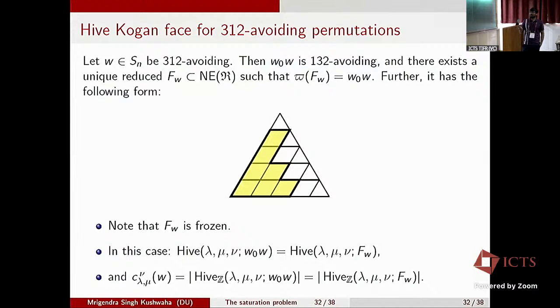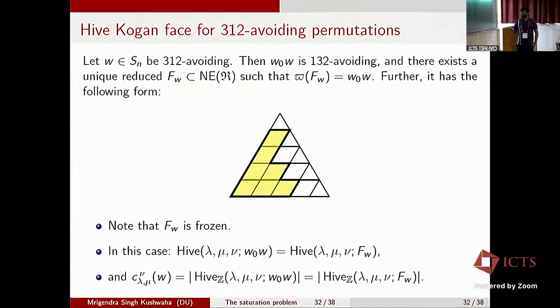And in this case, there exists a unique face in the northeast rhombus, denoted by FW, such that omega of FW is equal to W naught W. And it has the following type of shape. It will always be right and bottom justified, and there is no hole in the middle. It will look like some inverted, shifted Young diagram. Notice that this FW will always be frozen.